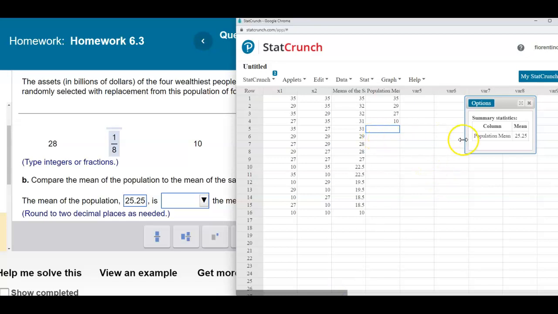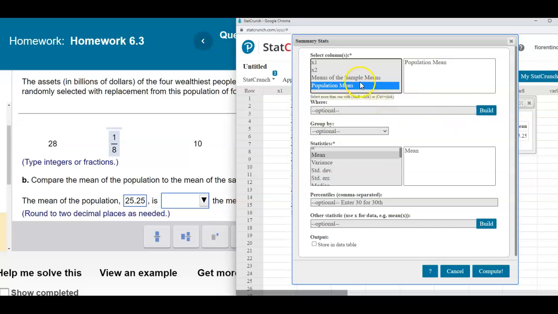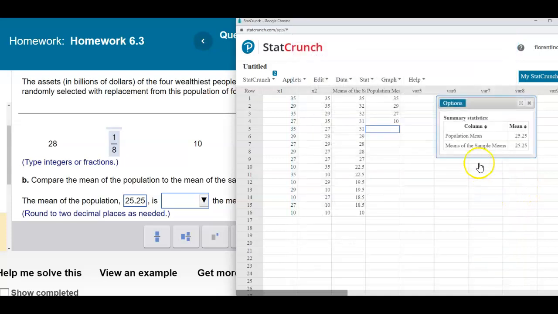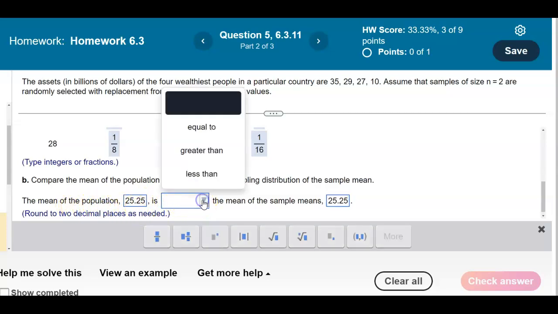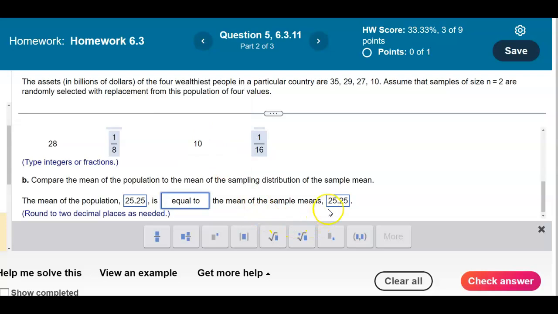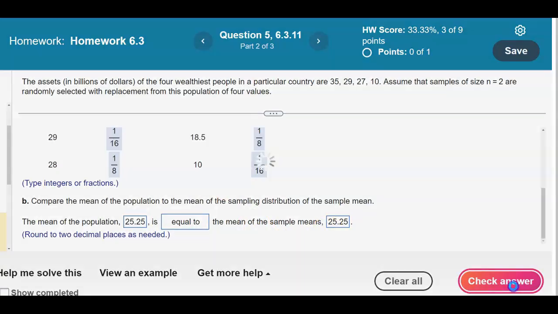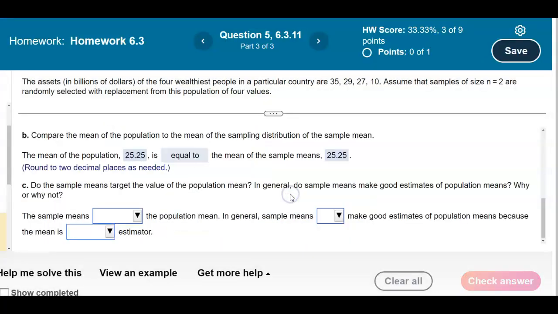Now let's find the mean of the sample means. We can go to Edit, hit the Control button, and then select Compute. The mean of the sample means is also 25.25. So we would say that the mean of the population is equal to the mean of the sample means. Let's check our answer. There's our answer.